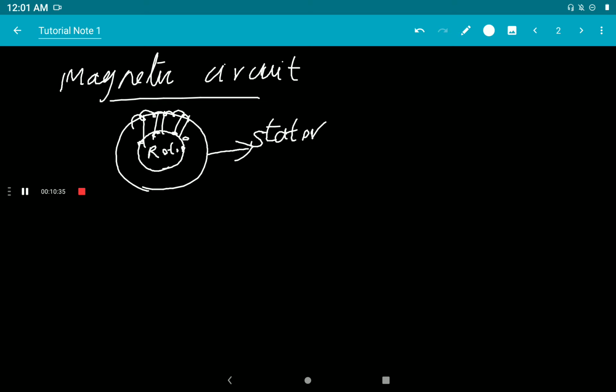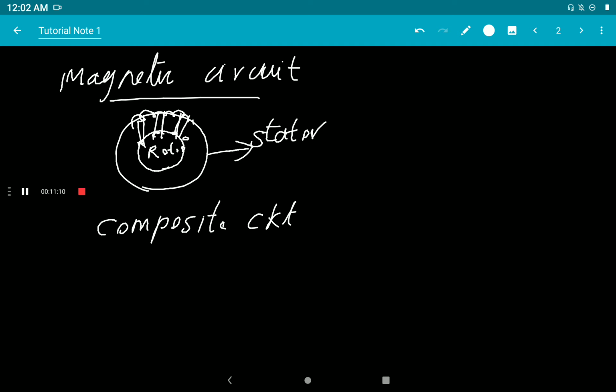So the magnetic flux has to pass through this air gap also. When the magnetic flux lines pass through both the iron and air, that magnetic circuit is called a composite circuit. A magnetic circuit in which the magnetic flux lines pass through both iron and air is called a composite circuit.